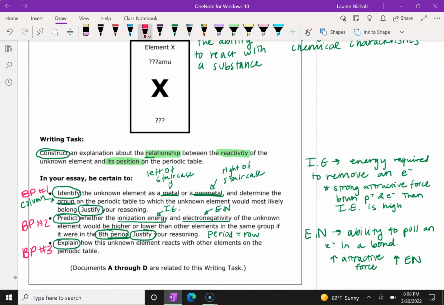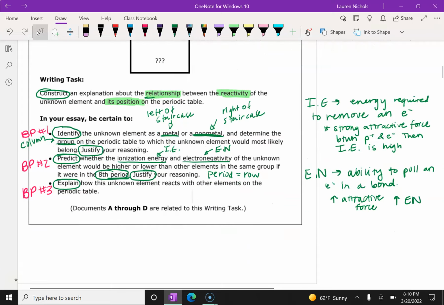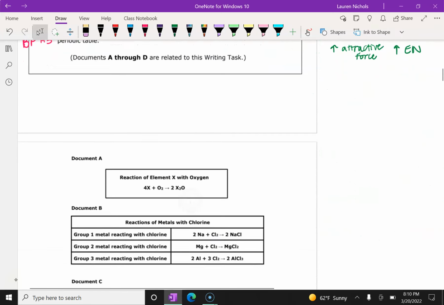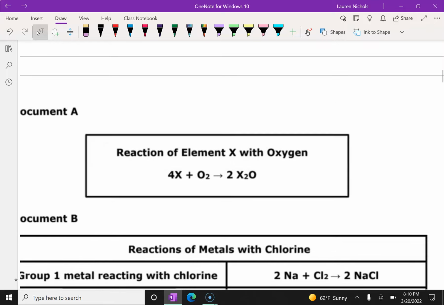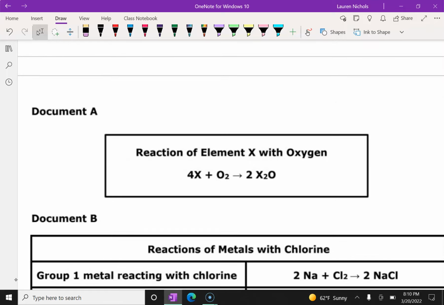And in a different video, I'll show you how to turn your prompt into an essay, but also into a very specific introduction and conclusion paragraph, because I know that those can be the trickiest. Now let's go through the documents, because the documents are really important, but you kind of have to really analyze them. So if we look at document A, the title of it is Reaction of Element X with Oxygen.